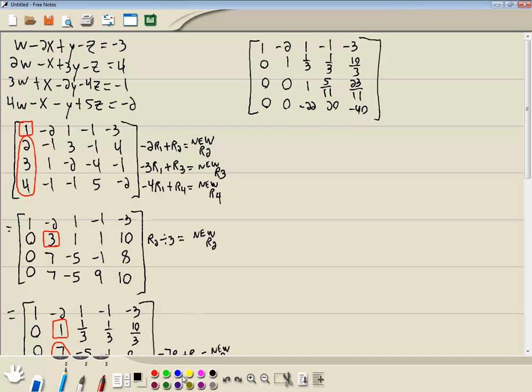Okay, so now where we're at is, again, we got a 1 here, 0's below it. 1 here, 0's below it. 1 here. Now we want to get 0's below it. So we're going to take 22 times row 3 and add that to row 4, and that's going to give us our new row 4. So let's see what that gives us.